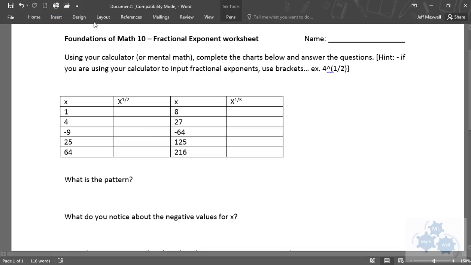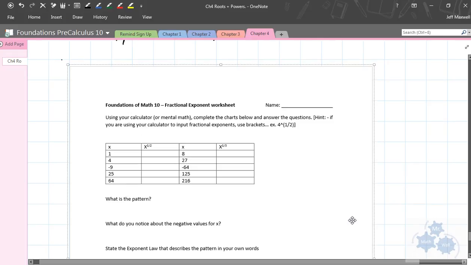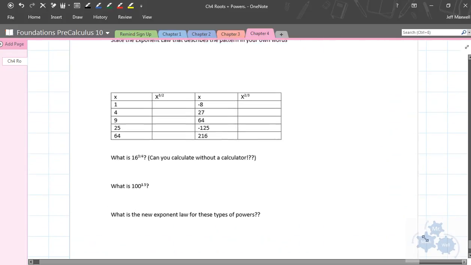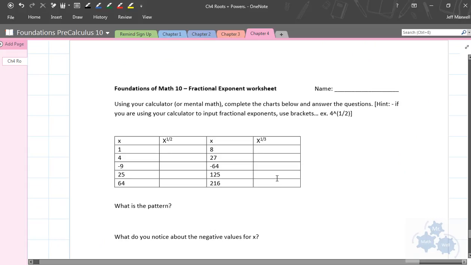So, let's maybe enlarge this a little bit so you can see it a bit better. But on this worksheet right here, we're going to do this first one. 1 to the power of 1/2.